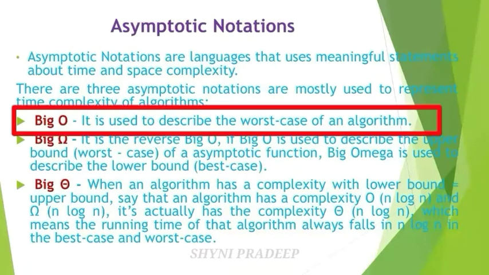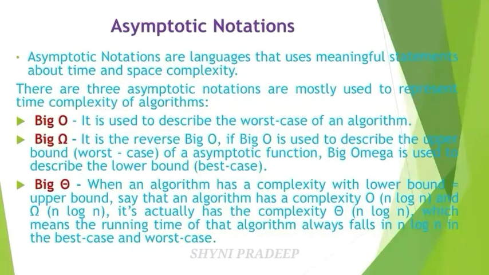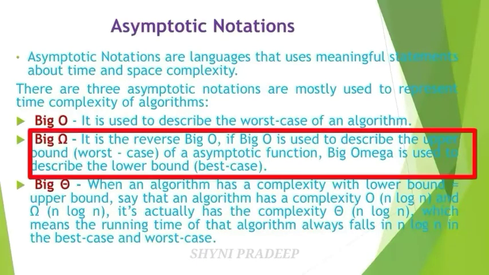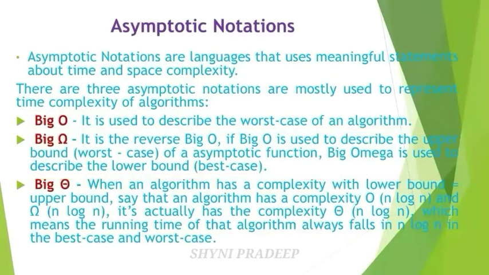So what do you mean by big O? It is used to describe the worst case of an algorithm. It is called the worst case because it describes the upper bound of any algorithm. What do you mean by big omega? It is the reverse of big O. Okay. Opposite of big O. Big O is the worst case.